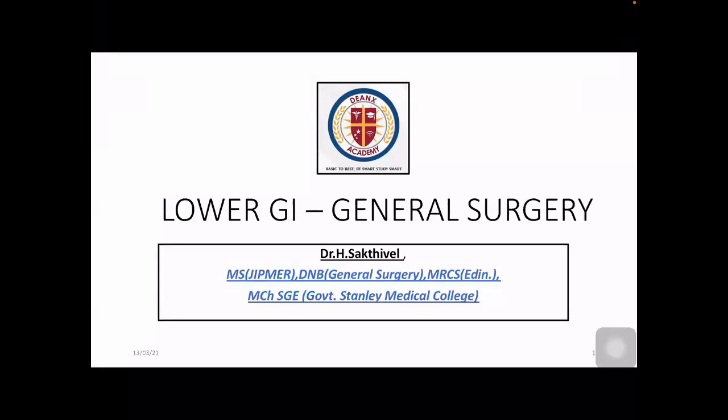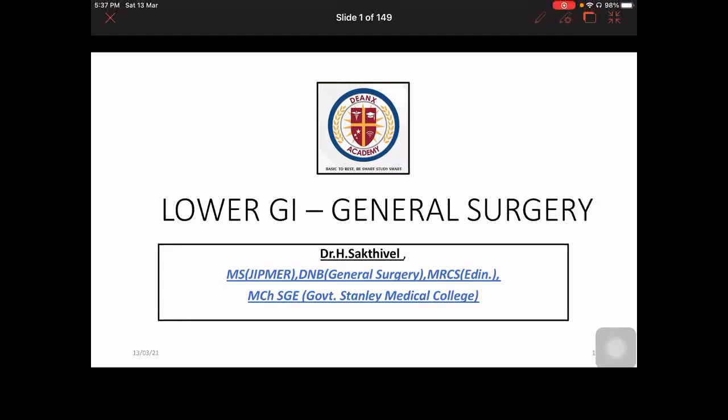So today I'm asked to cover the lower GI in general, the general surgical aspects, and mostly I'll be covering the broad basics and protocol of management of some of the common GI conditions, and I'll be going mostly textbook based, which is most commonly substance based facts.